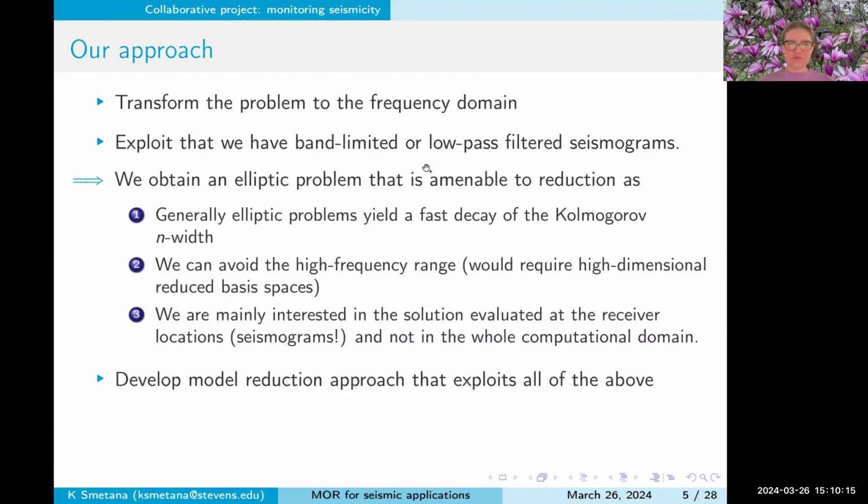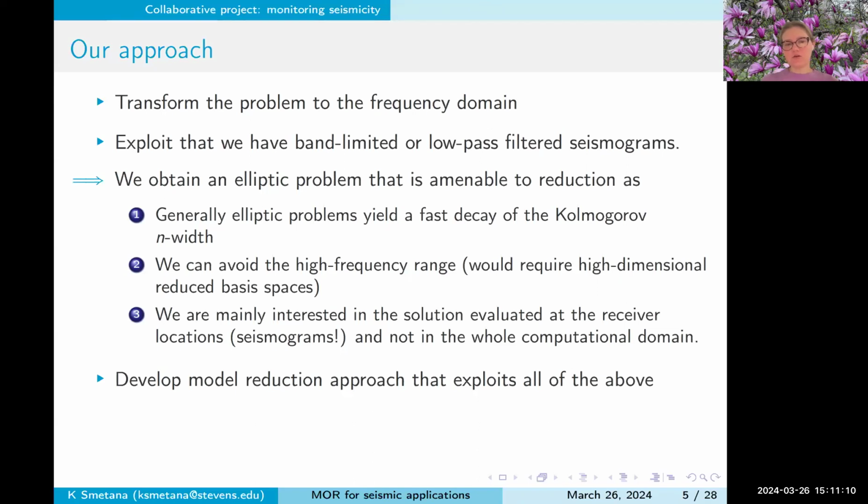So what are the advantages of going to the frequency domain? We first get an elliptic problem, which is amenable to reduction. However, I really want to highlight here, and that's the next point, it's only because we can avoid the high frequency range. We know we have an output of interest, a quantity of interest, which is in the low frequency range. So what we're going to do is select a source function which is also limited to the low frequency range, we can then show that the solution is in this low frequency range and hence the seismogram is in this low frequency range. So everything stays there. And then we can build a reduced order model, which really allows a relatively small number of basis functions, but still gives a very accurate approximation.